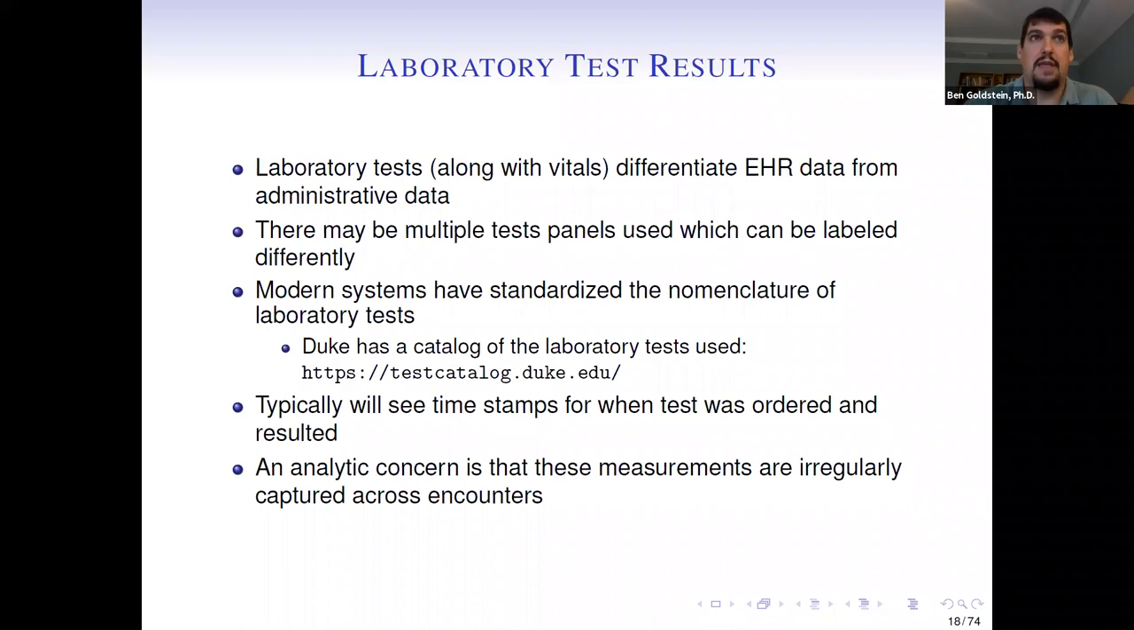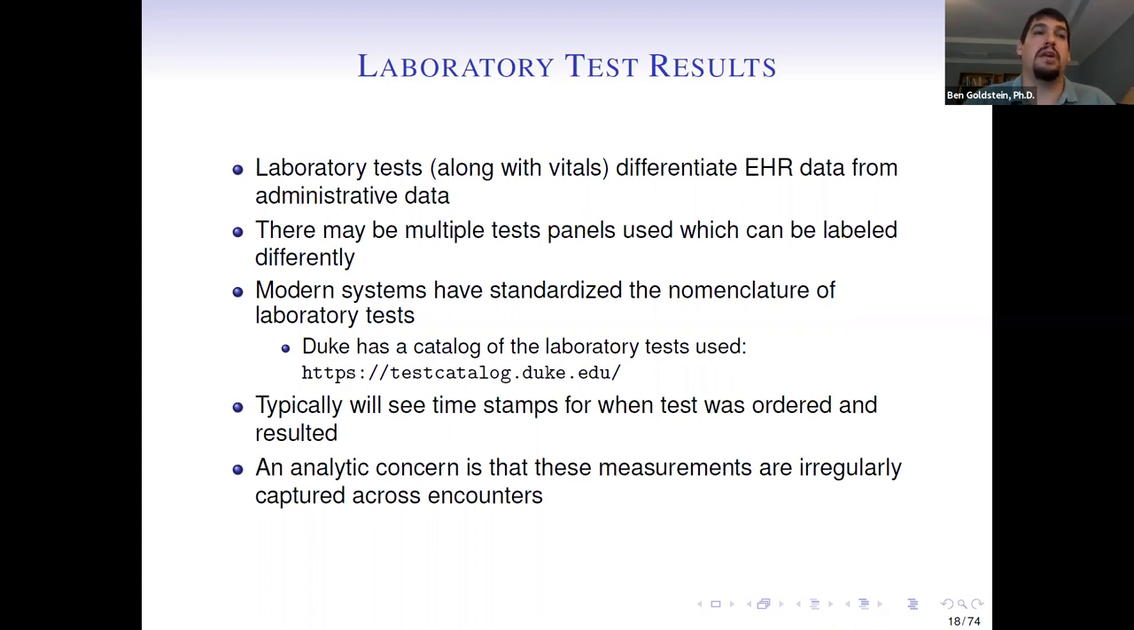But this is where EHR data start becoming really unique and powerful, when we start talking about some of these other data sources. Laboratory test results are one, and vitals are the other, which really begin to differentiate EHR data from administrative data. And particularly what's interesting about these data from a research perspective is that this really differentiates what a doctor did from what is actually going on with the patient. What is the underlying condition? What does the patient look like clinically?